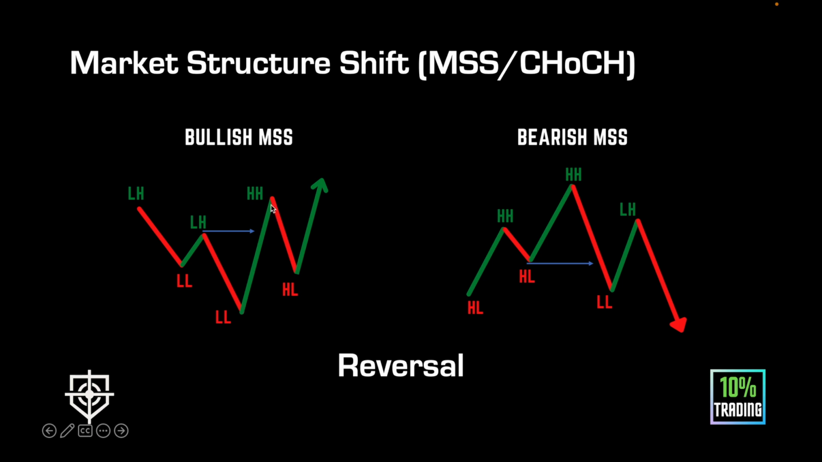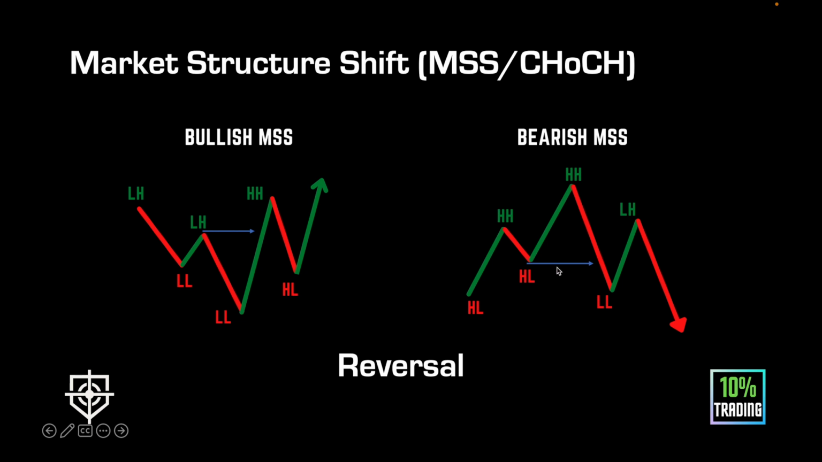Then what happens? We print a higher high, we retrace and make a higher low. So this shows you that there's been a reversal when we take out the previous high. Why? It's literally in the word, the market structure shift. The structure of the market has shifted. From printing lower highs and lower lows, we've printed a higher high and a higher low. So now we're going to a bullish trend.